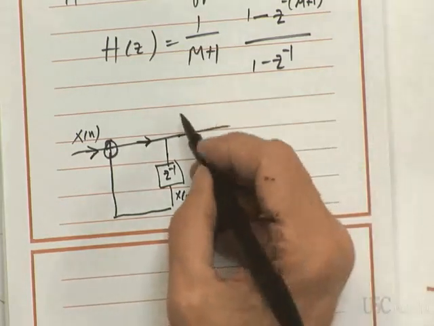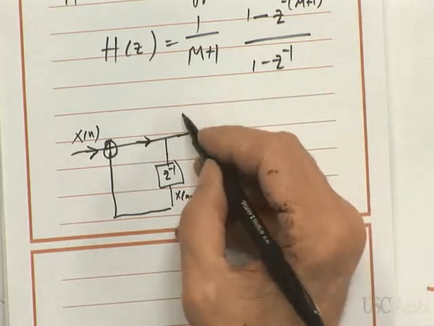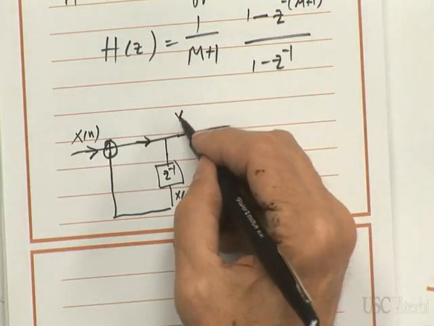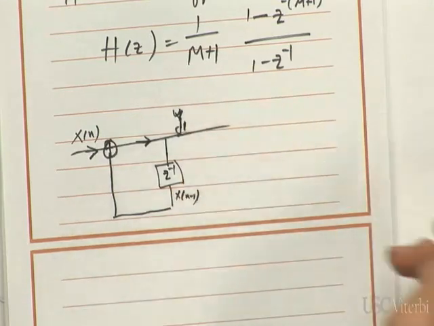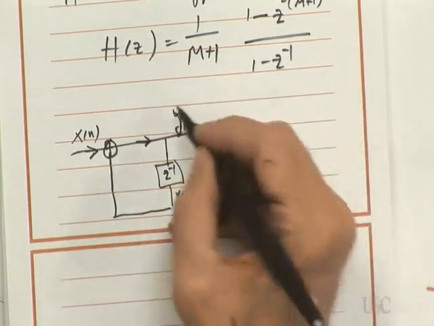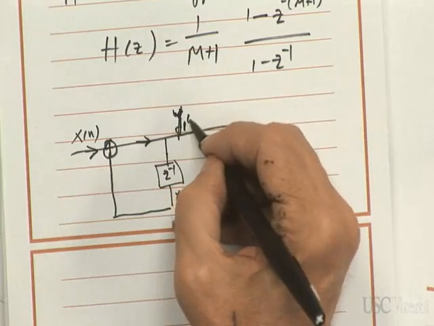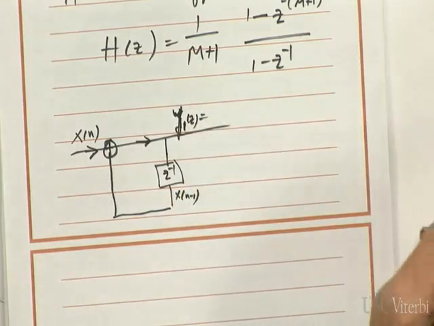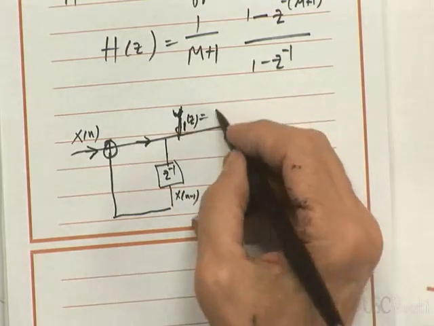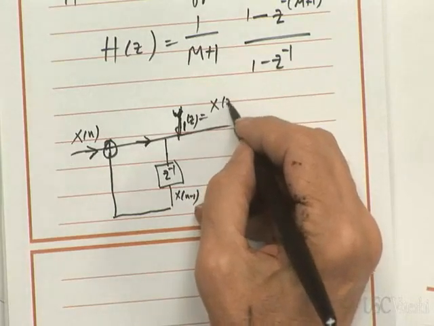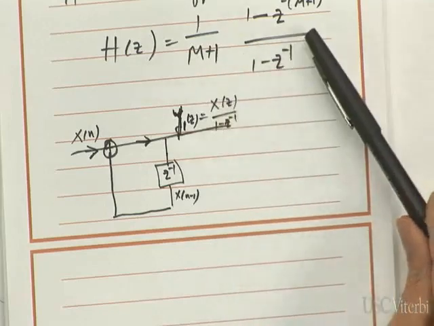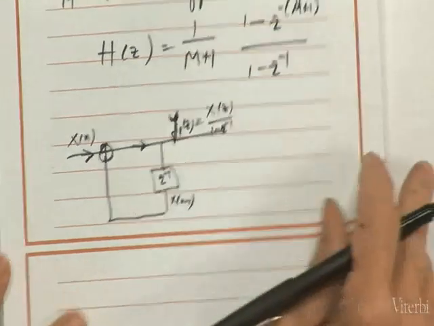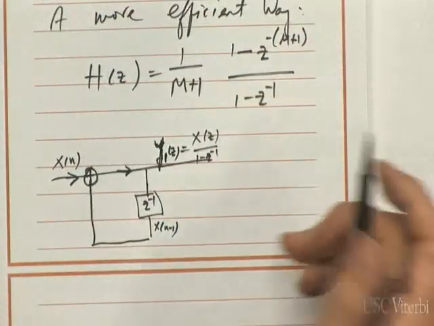And so if I call that y1, in the transform domain, y1 of z will be equal to x of z divided by 1 minus z inverse. So I've just generated this part of it, this 1 minus z to the m plus 1.